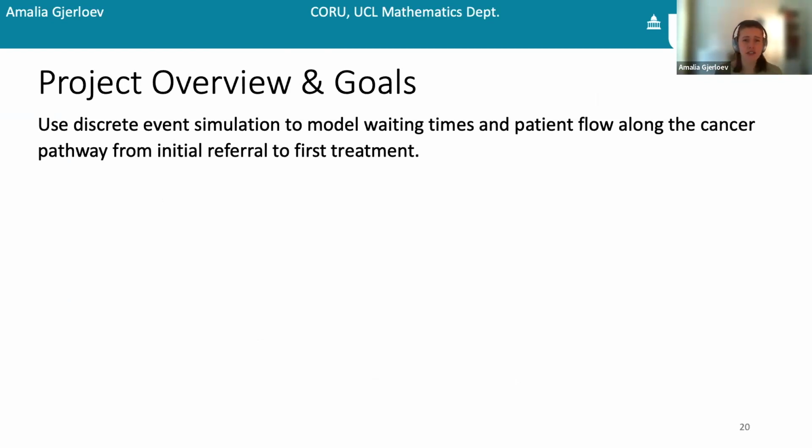So my project overview and goals. The project overview for my PhD. In my PhD, I'm using discrete event simulation to model waiting times and patient flow along the cancer pathway, just from that initial referral through the first treatment. And that's because that's the time period that we're looking at when we're talking about these treatment targets. So from 0 to 62 days, that first treatment.